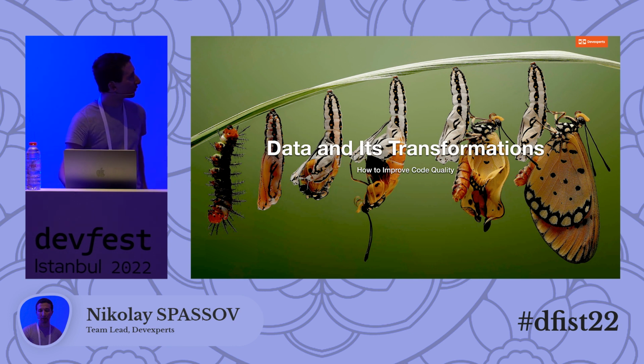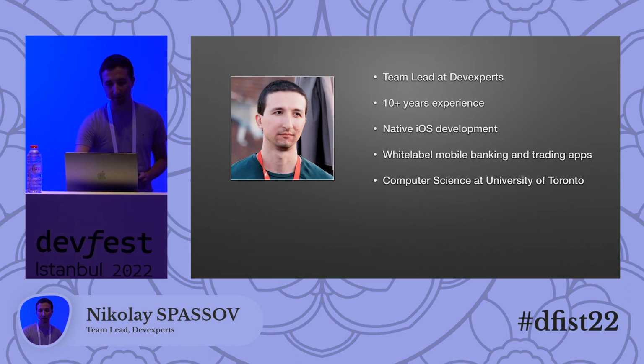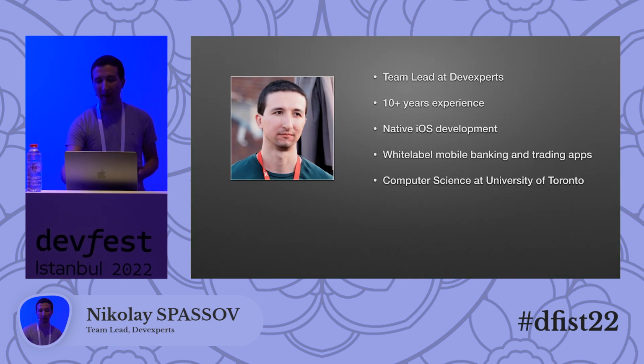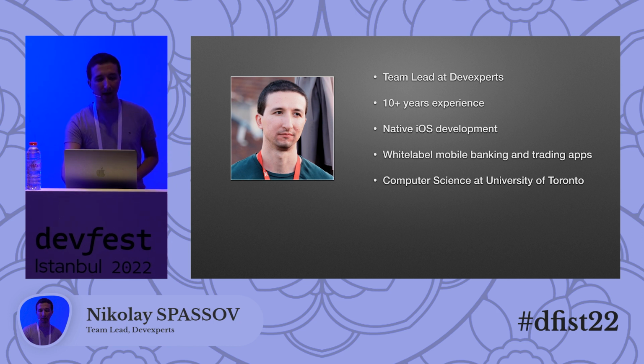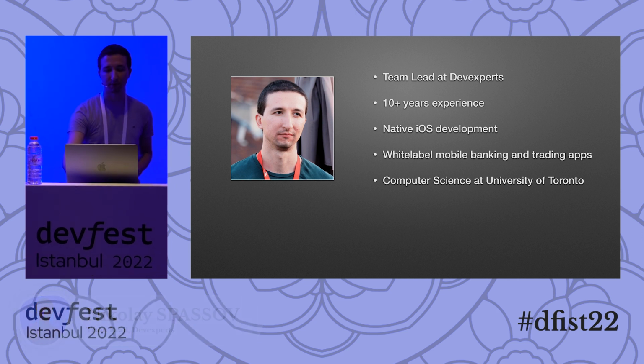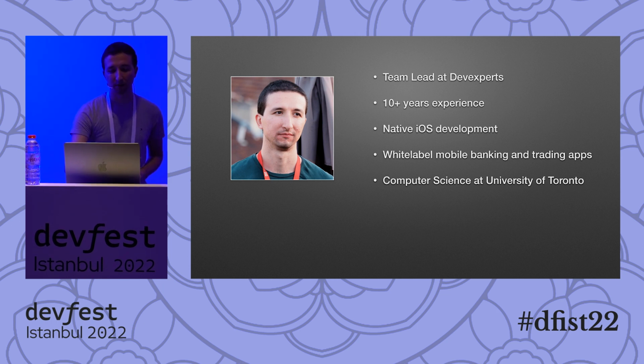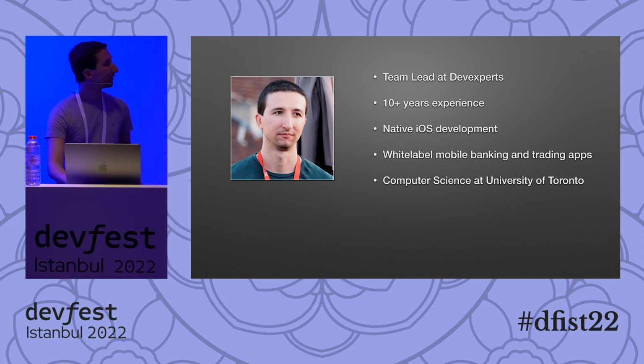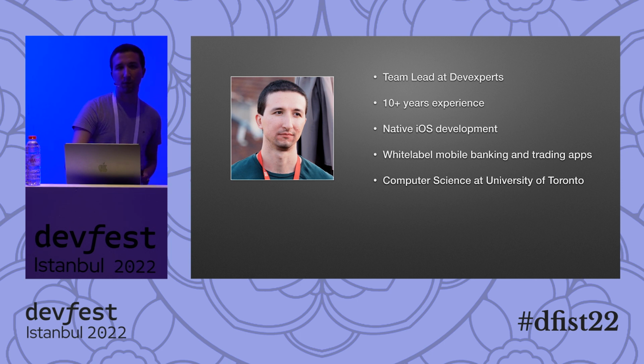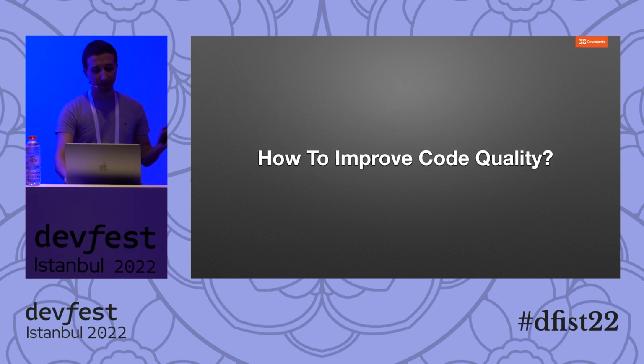So my talk today is about improving code quality, but before I begin, let me briefly introduce myself. My background is in computer science. I have about 10 years of experience, mainly focusing on native iOS development, and currently I'm a team lead. Most of the content of this talk I derived from my experience working on white label products for mobile trading and banking. The main question I want to answer is how we can improve code quality.